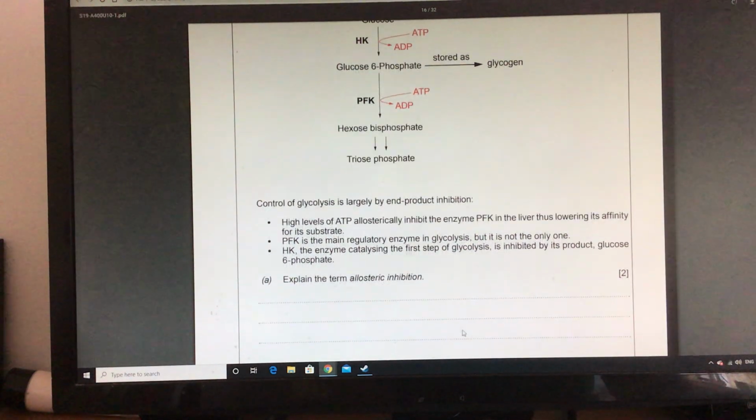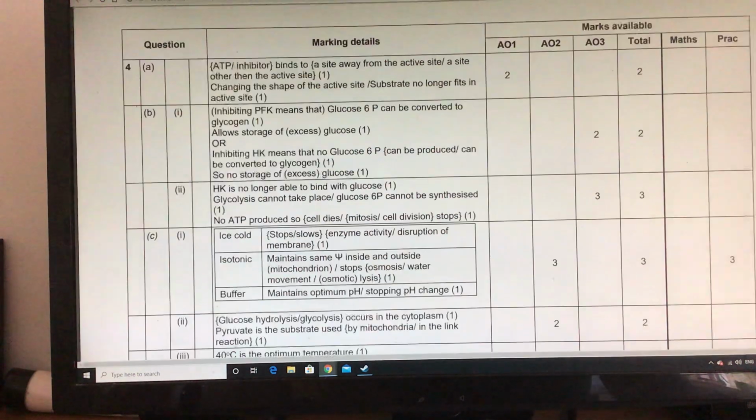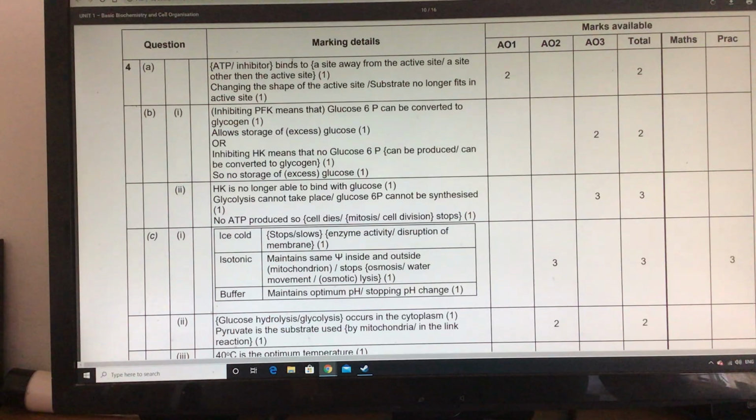So the first question should be straightforward. Allosteric inhibition. Please don't describe the word allosteric with allosteric. You will need to say that it's a place on the enzyme that is not the active site, on a different site of the enzyme. And you will need to say that the shape is changed. The active site can no longer fit onto the substrate, and therefore the enzyme is no longer functional. As mark scheme, it looks like that. Inhibitor binds to a site away from the active site. Okay, changing shape, substrate no longer fits.